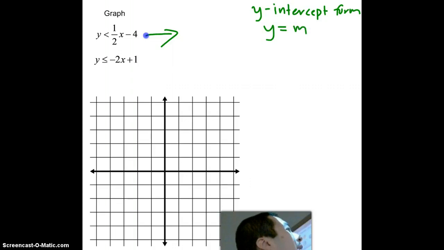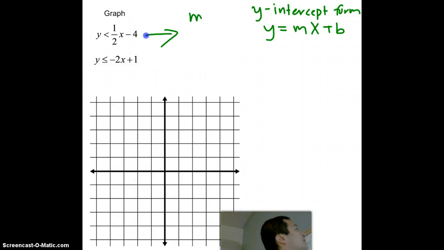y equals mx plus b. Take a look. Is that in that form? Yes. So we're good to go. It's in the right form. I'm ready to graph. When I'm graphing, I have to find two things: the slope and the y-intercept. So right away I have to ask, what is m? What is b? What is the slope? What's the y-intercept?